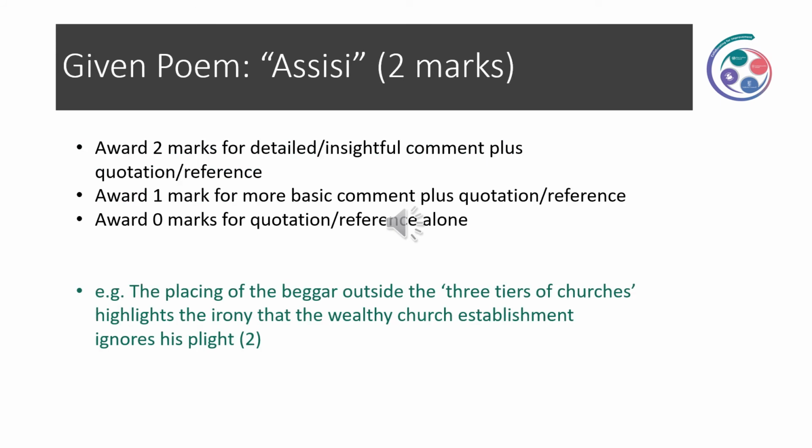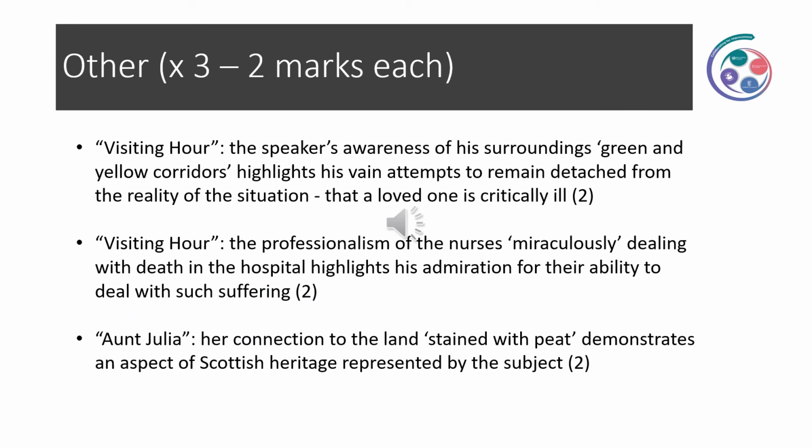For the given poem, you obviously have the text in front of you, so it shouldn't be too tricky. You'd be awarded 2 marks for a detailed or insightful comment plus a quotation or reference, 1 mark for a more basic comment plus a quotation or reference, but no marks at all for just a quotation or reference. An example of a 2-mark answer from the SQA website would be: the placing of the beggar outside the 3 tiers of churches highlights the irony that the wealthy church establishment ignores his plight. 2 marks.